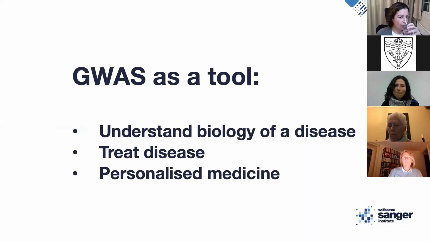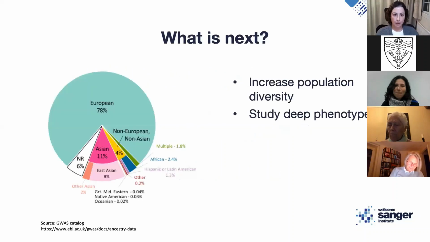Now, what's next, and which are the trendy topics now in this field? We have a big issue these days. The problem is that the majority of the GWASs we have come from data from European populations. And if we really want to make this a tool to develop personalized medicine, we really need to increase the population diversity. So we need to engage with researchers from other countries, and we need to engage with participants from other populations.